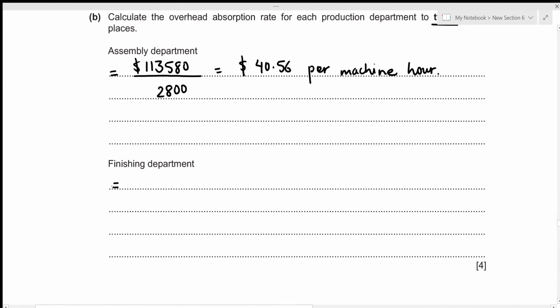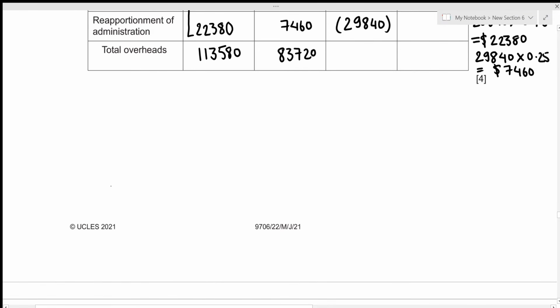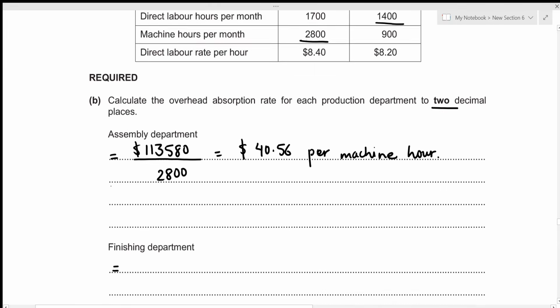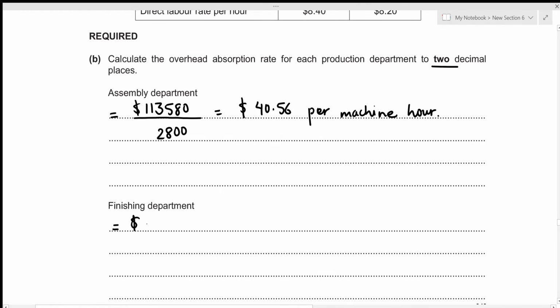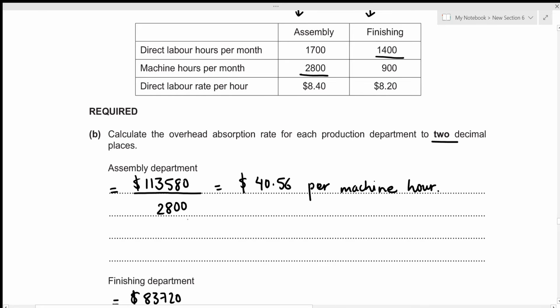Again, we need to just substitute the value for the total overheads that we calculated in the first part. That was 83,720. And since we already figured it out to be based on the direct labor hours, we need to divide it with the total direct labor hours per month, which is 1,400. Let's do that.